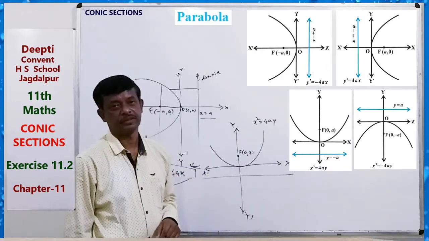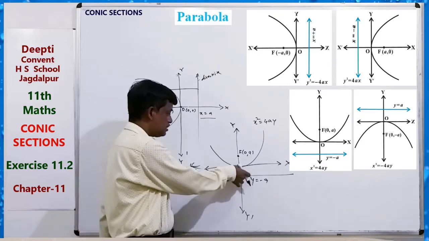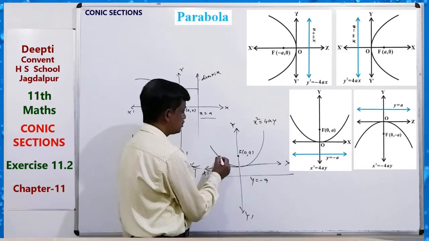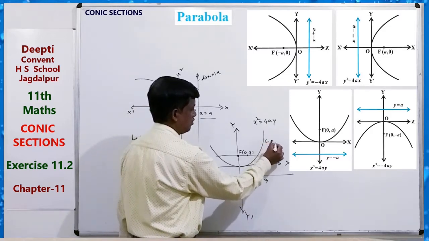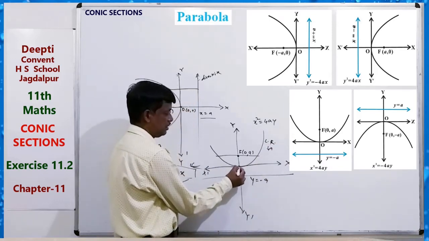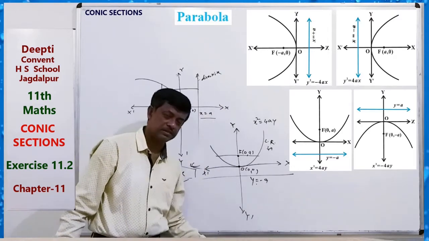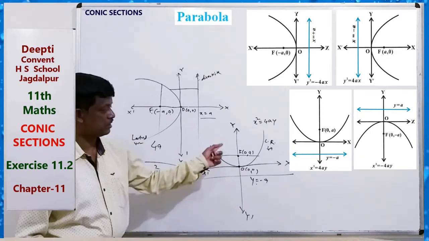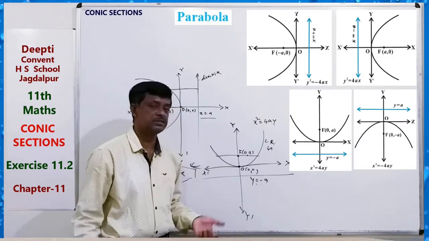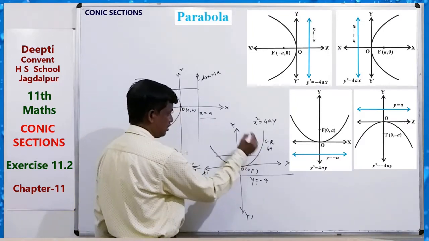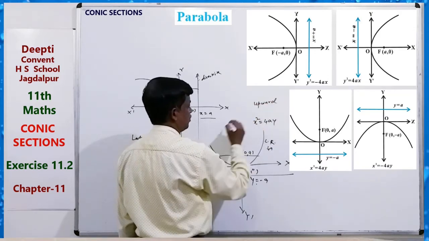Here a is positive, so the parabola opens like this. The directrix means y equals minus a, below the x-axis, and the focus is at 0, a. Here also the latus rectum is 4a. This is the origin, the vertex. Its axis is the y-axis because x squared is present, so it is symmetric about the y-axis. The y-axis passes through the focus and the vertex is the origin, that's why the y-axis itself is the axis. This is the upward parabola.